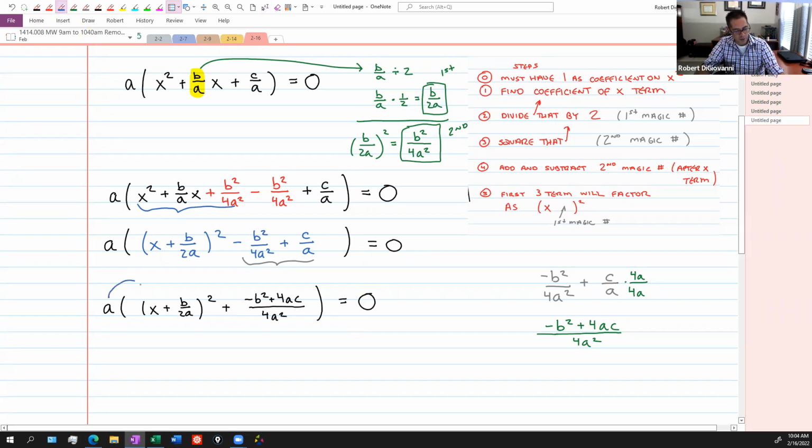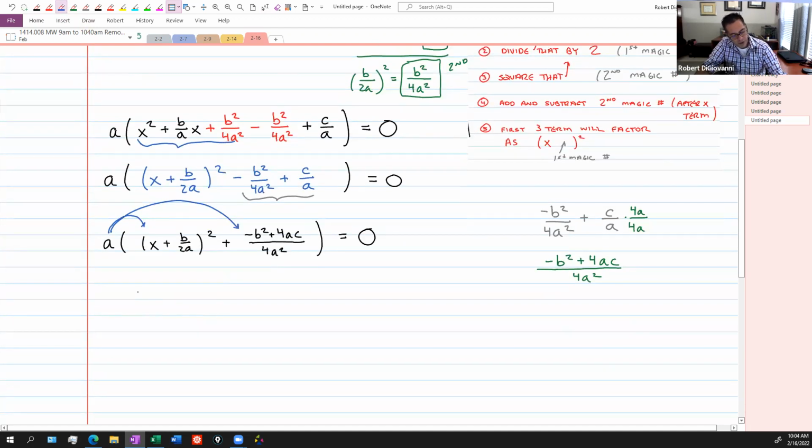I'm going to distribute the a through to both of these. So when I do the distribution, the a goes in front of this one. And then plus, when I multiply this whole thing by a, imagine there's an a right here. It would cancel one of those a's out on the bottom. And so I'd still have negative b squared plus 4ac all over 4a. That's all I'd have is 4a now, equals 0.